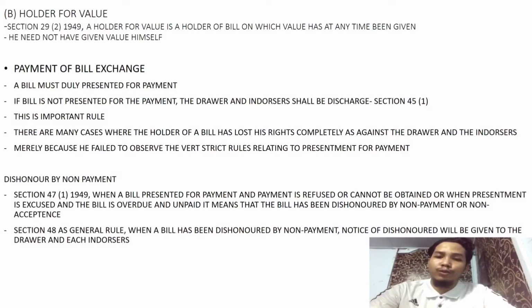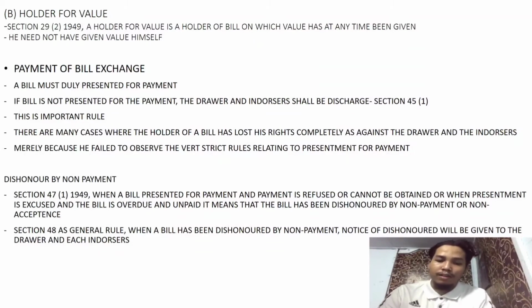A bill must be duly presented for payment. If the bill is not presented for payment, the drawer and endorsers shall be discharged according to section 45, subsection 1. This is an important rule. There are many cases where the holder of a bill has lost his rights completely as against the drawer and the endorsers, merely because he failed to observe the very strict rules relating to presentment for payment.